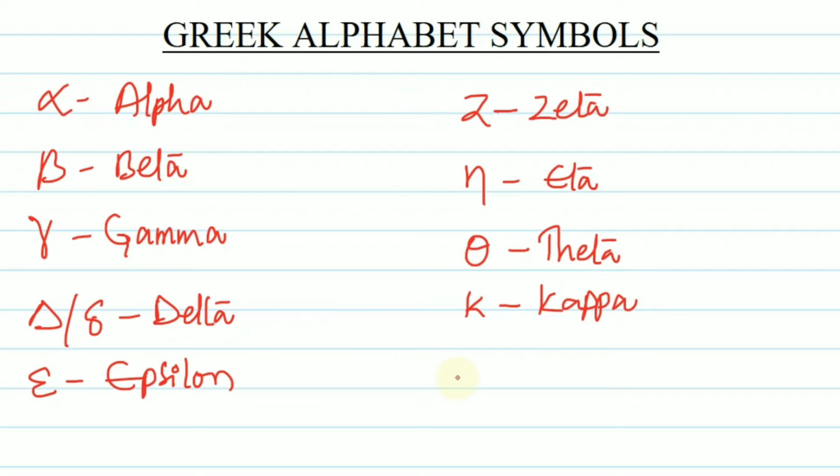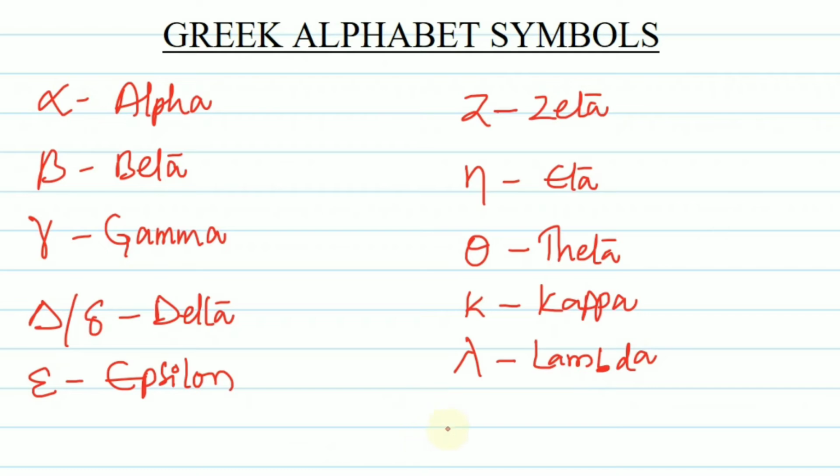Kappa is used to represent Einstein's constant of gravitation, which is a lowercase k, and it is also used to denote coupling coefficient and susceptibility. Next is lambda. Lambda is used to represent wavelength, density of charge, photosensitivity.